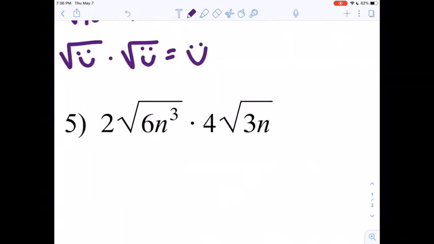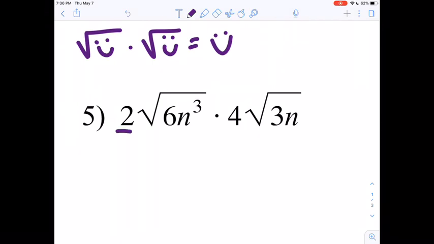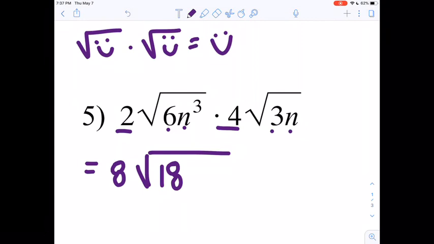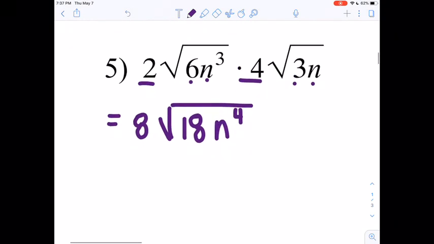Okay, number 5, outsides with outsides, so 2 times 4, that's 8. Then insides with insides, so 6 times 3, that's going to stay inside the radical, so that's 18. n to the 3rd times n, add your exponents, that's n to the 4th.